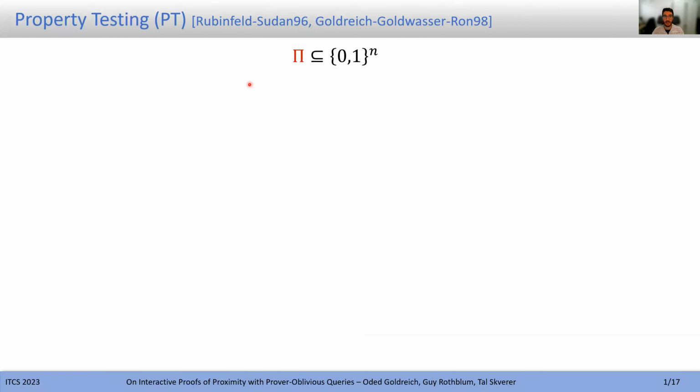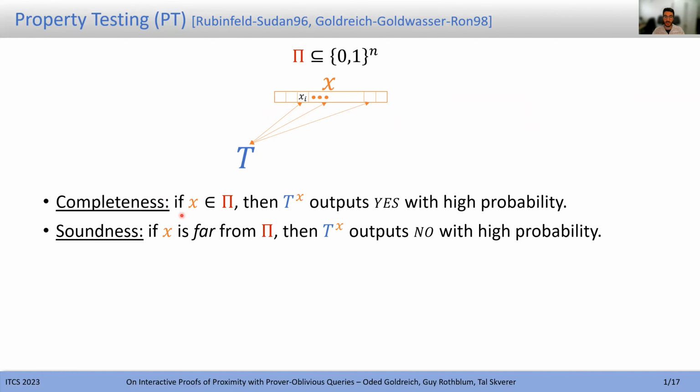And we'll need to design what we call a tester, which we'll denote by T, which will get query access to some input x, which means that it will be able to look at specific indices of x and read the bits. And our tester needs to satisfy two conditions. The first one is that if x is in the property, then we would like our tester to output yes with high probability. And otherwise, if x is far from the property, which means that the Hamming distance of x and any string in the property is large, then we want our tester to output no with high probability.